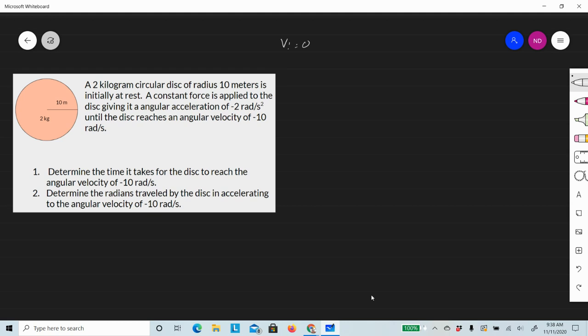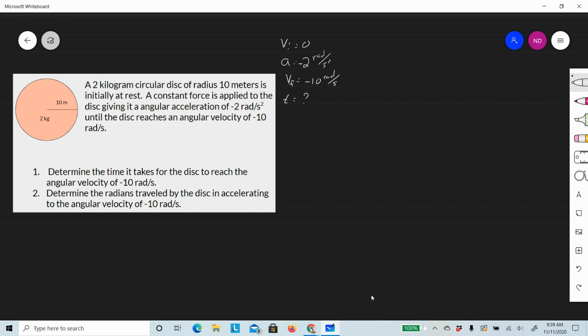A constant force is applied, giving it an angular acceleration. You'd be saying, all right, acceleration equals 2. You're usually saying meters per second squared. Here it's radians. And then the disk reaches an angular velocity. It accelerates for a while and reaches an angular velocity of -10. Oh, by the way, this is -2. So you'd say, final velocity equals -10. And we're used to saying meters per second, but this would be radians per second. And the first question is, determine the time.